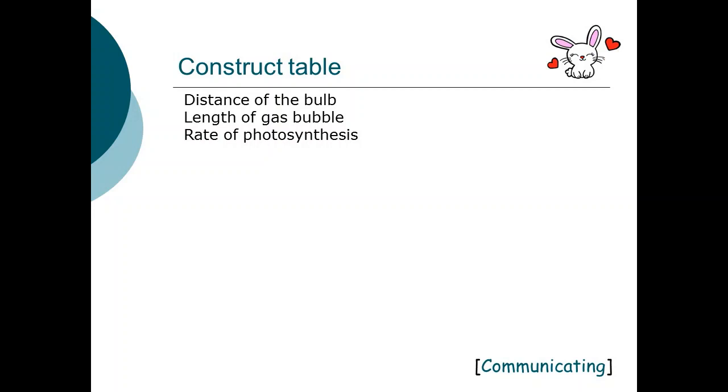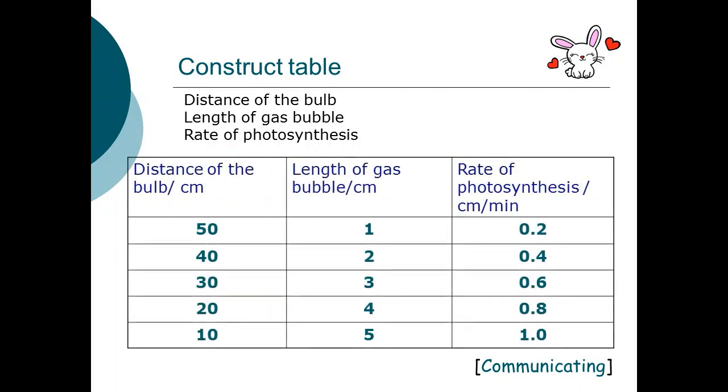For construct a table, normally we are given the titles and we just construct a table based on the titles given, then put in the data. So to save time, I just give you the table with the data and also the calculation of the rate of photosynthesis. So the unit still compulsory in the table.